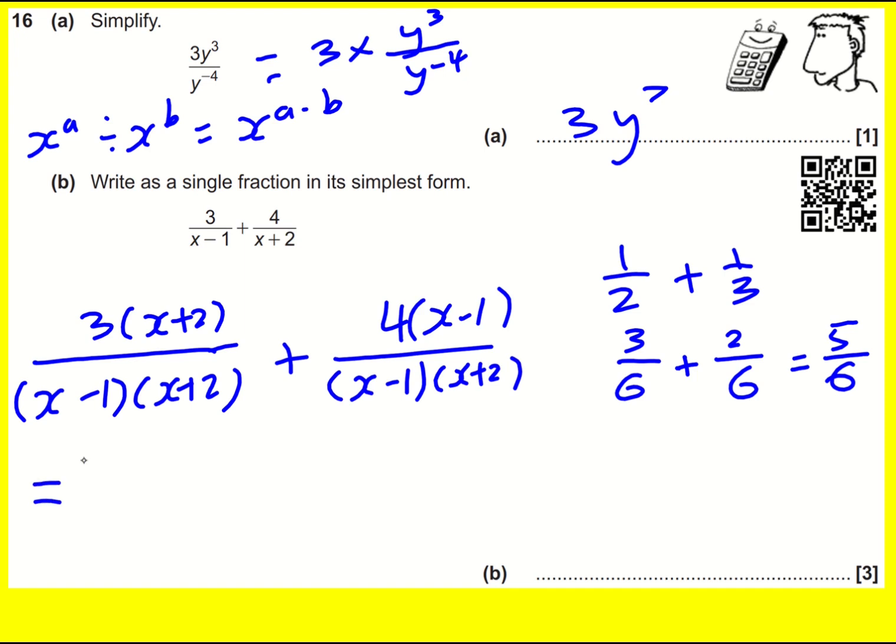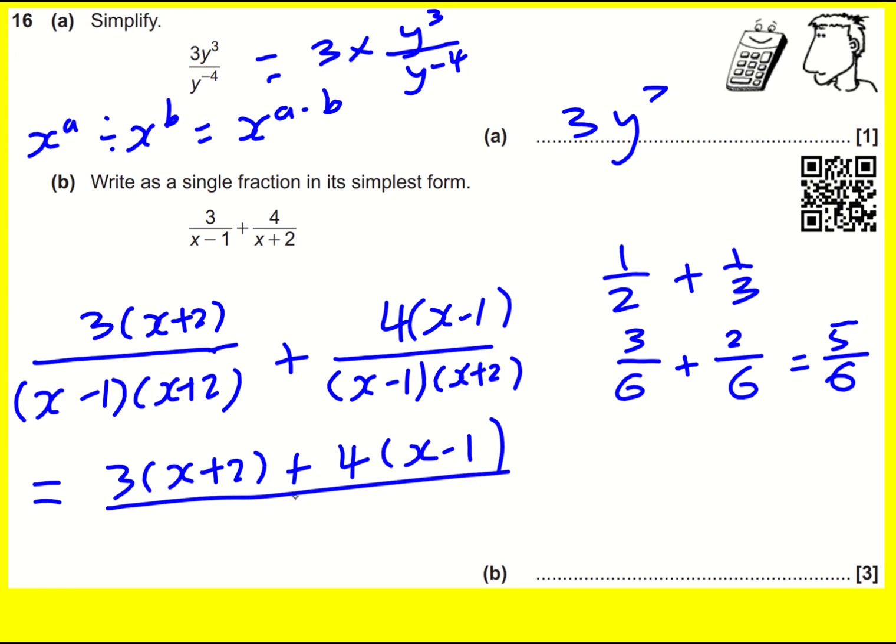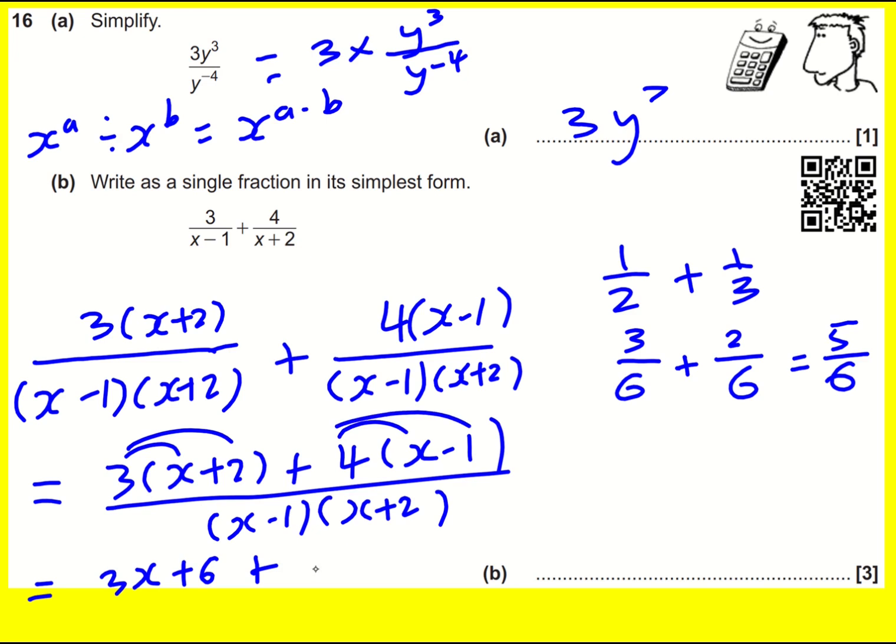So that's my first step, because now I'm here, and I can just add the numerators together. 3x plus 2 plus 4x minus 1 all over. And this is called a more simple form because it's a single fraction. Still got a bit to do. I need to multiply out the brackets. So I'm going to get 3x plus 6 plus 4x minus 4.